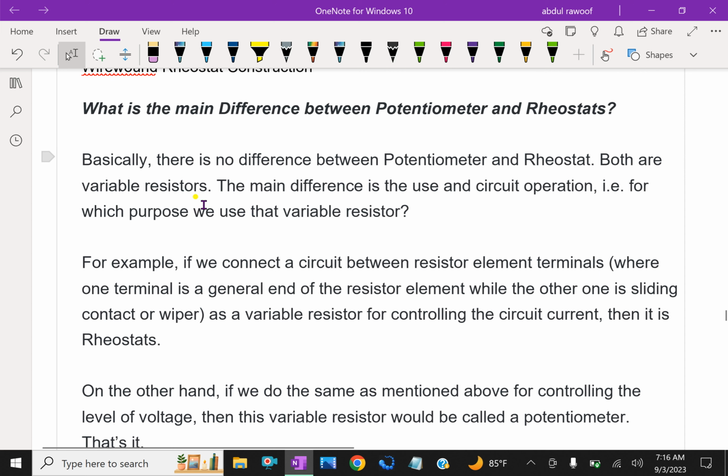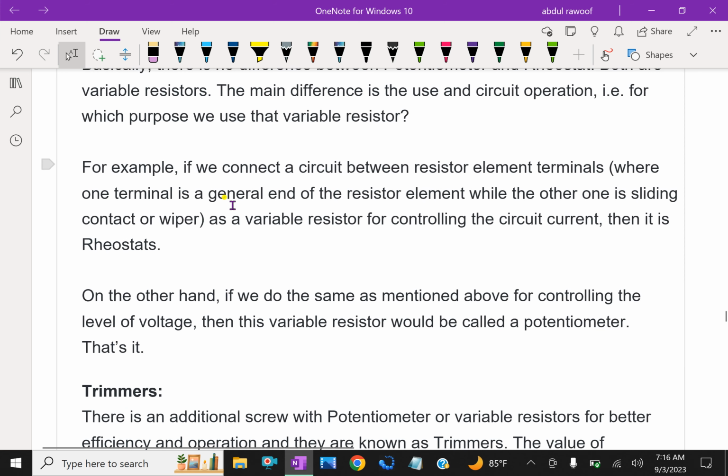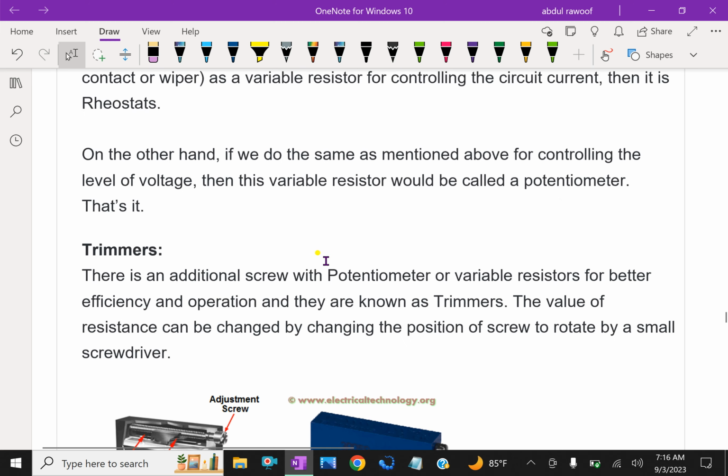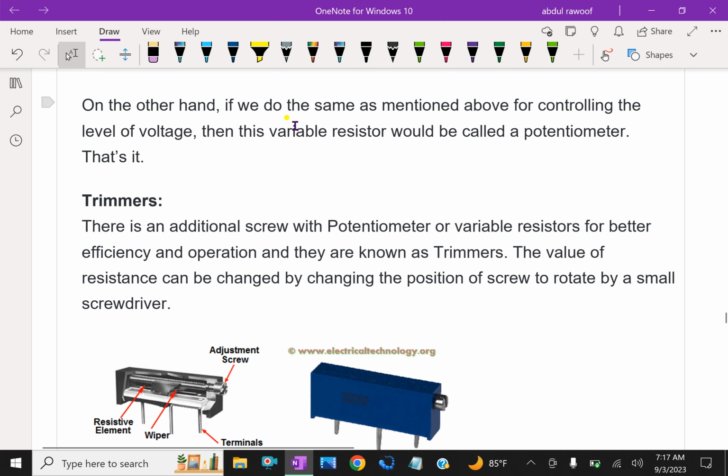Both are variable resistors. The main difference is the use in circuit operation, for which purpose we use the variable resistor. For example, if we connect a circuit between resistor element terminals, where one terminal is a general end of the resistor element while the other one is a sliding contact or wiper, as a variable resistor for controlling the circuit current, then it is a rheostat. On the other hand, if you do the same as mentioned above for controlling the level of voltage, then this variable resistor would be called a potentiometer.